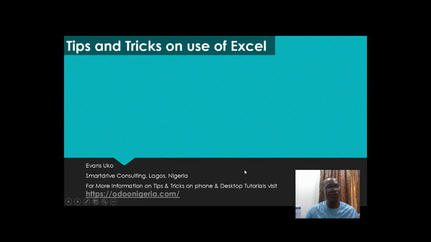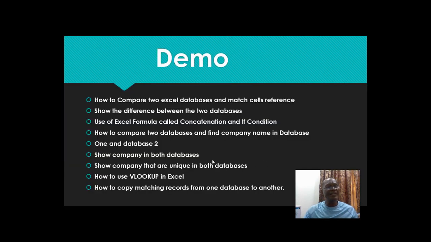Okay, so let's look at the topics that we would like to handle today. Basically, today we would like to look at how you can compare two Excel databases and match the cell references. We want to show the difference between the two databases. We want to show you how you can use concatenation and IF condition in Excel formulas. We want to show you how you can compare two databases and find a company name that is in one database and is not in the other database.